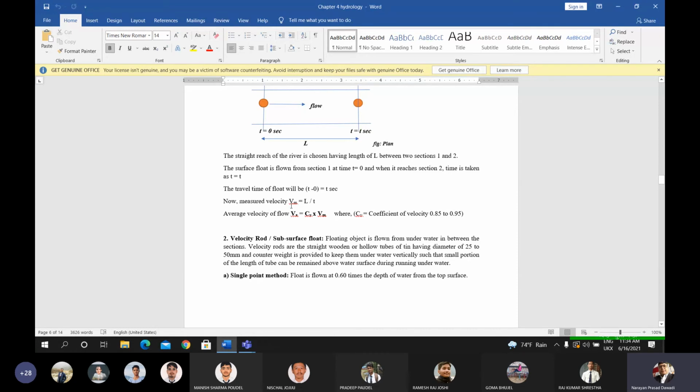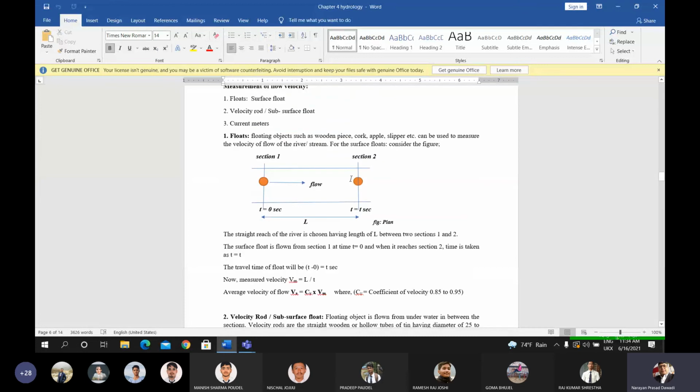Velocity is measured. This is not the actual velocity. This is not the actual or average velocity of flow. The average velocity of flow is calculated by multiplying this measured velocity by the coefficient of velocity. The coefficient of velocity may be taken as 0.85 to 0.95. Okay. In this way, you can measure the velocity by using the surface float.